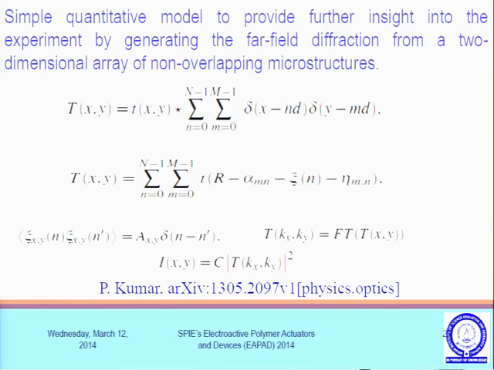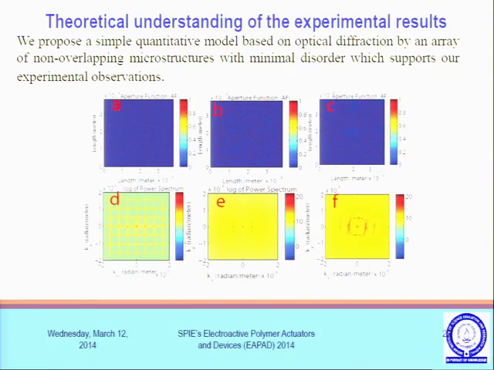By this simulation we actually want to probe how much small noise is sufficient to produce the diffraction pattern which we have observed experimentally. So what is the optimal disorder necessary to produce our experimental finding, which resembles our experimental finding? So this is the theoretical understanding of our experimental result.